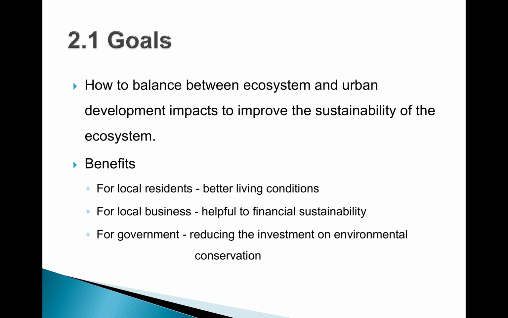Goals of urban development in the Great Blue Mountains. The benefits of solving the problem to local residents are below, such as living in better conditions. For local business, environmental sustainability is strongly helpful to financial sustainability. For government, it reduces the investment of preservation on the environment.